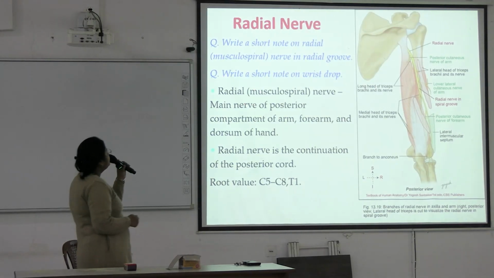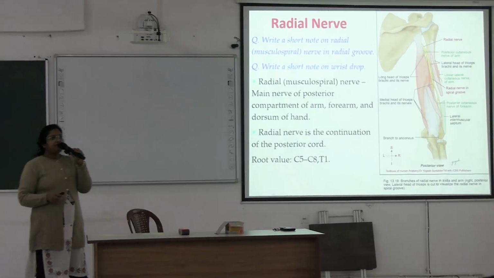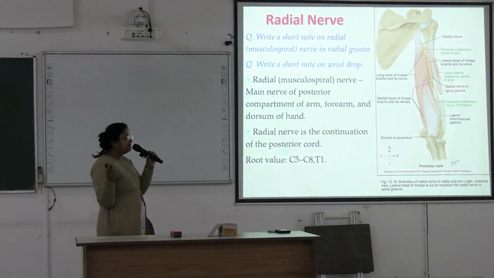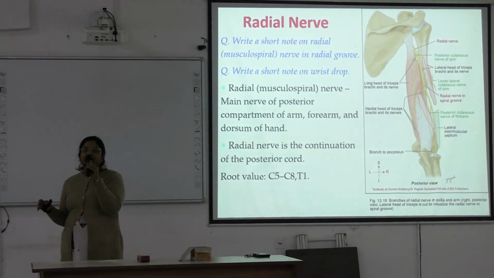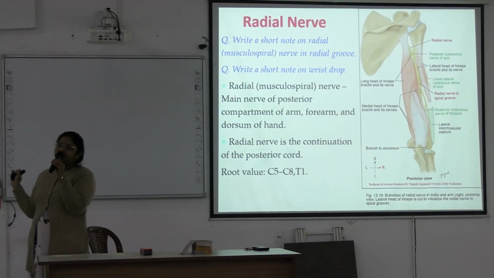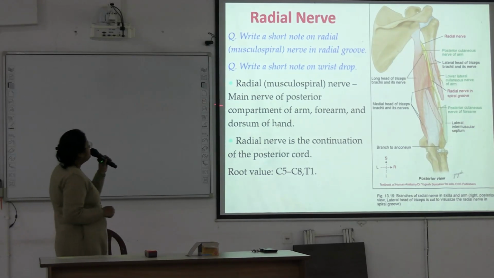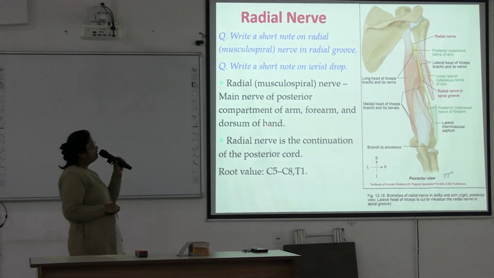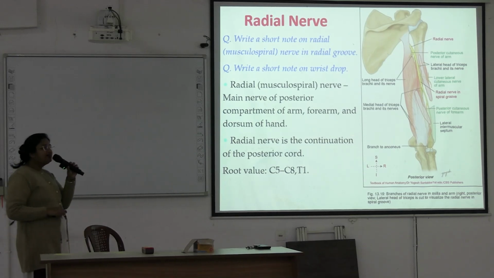So the radial nerve is also known as the musculospiral nerve. Why musculospiral? Because it is supplying the muscles and it is also passing through the spiral groove. That's why this name is given, musculospiral nerve. Okay, and it is the main nerve of the posterior compartment of the arm, forearm, and dorsum of the hand.